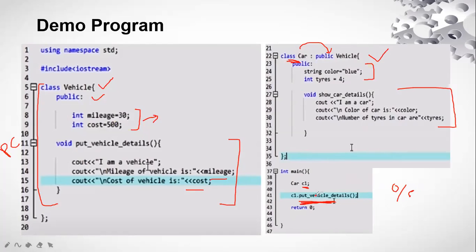I can also do one more thing. I can here do c1.show_car_details. Then it will give the output as I am a car. Color of car is blue. Number of tires in a car is 4. So this is what we have in the inheritance.